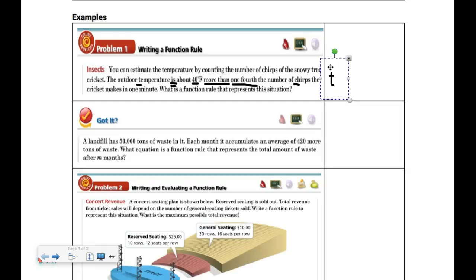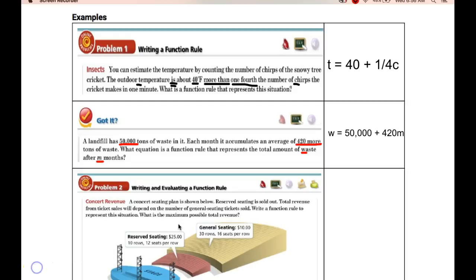T equals, and 40 more than, of 1/4 the number of chirps. So 1/4 C. And that's really it. So why don't you try your best on this next one and come back in a second to check.